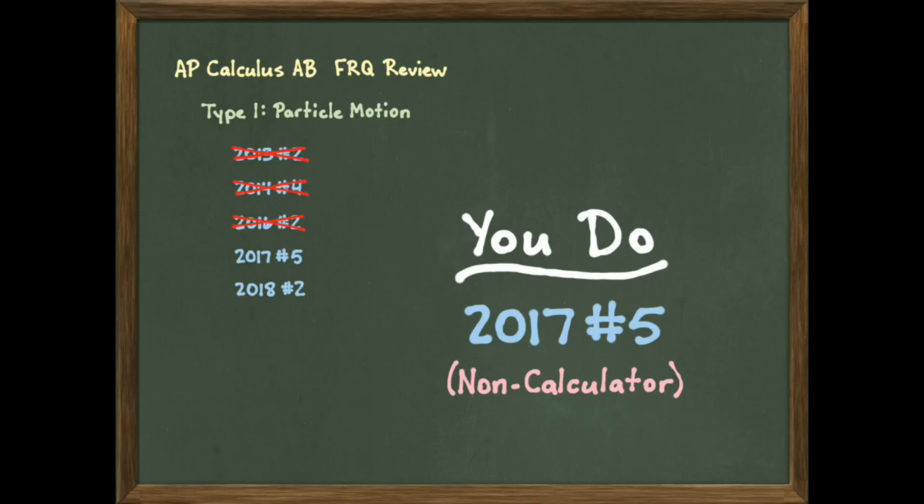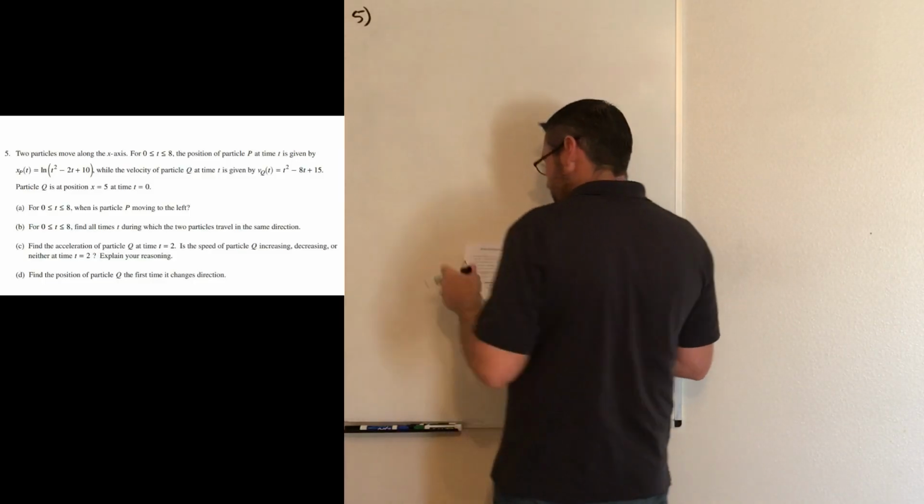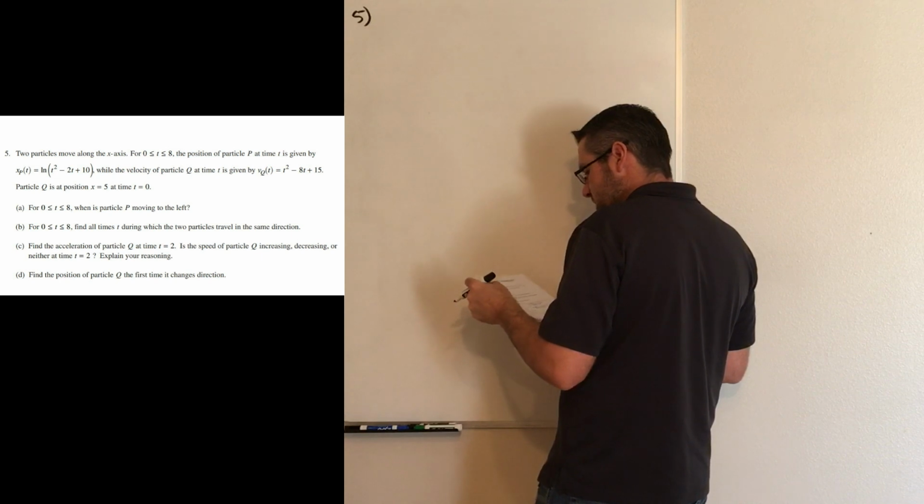All right, in this video, we're going to be covering number 5 of 2017 for your response question. This is a particle motion problem. This is a non-calculator problem, which means there's probably going to be a lot of work here. So let's go ahead and get started. Number 5, it gives us some information.